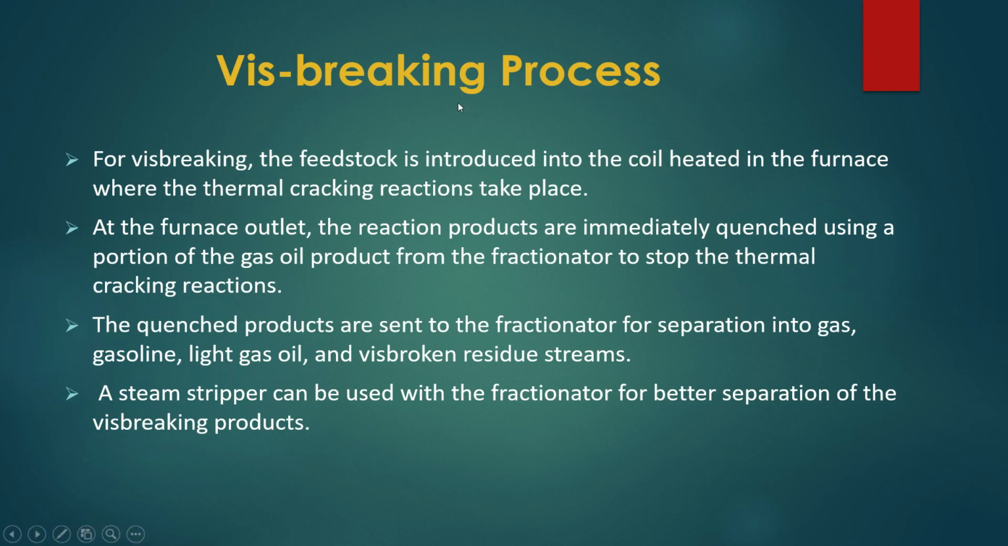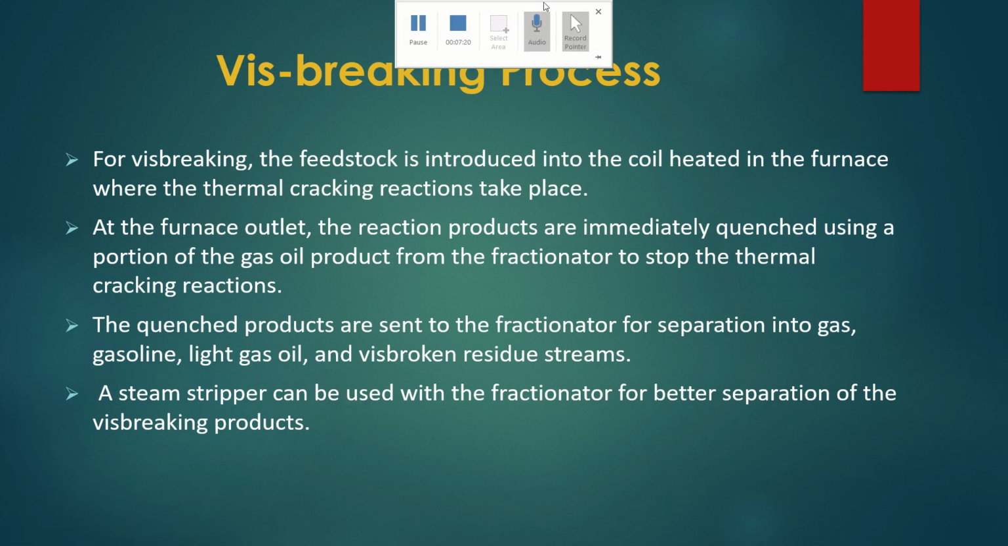So further on the visbreaking process, the feedstock is introduced into the coil heated in the furnace where thermal cracking reactions take place. At the furnace outlet, the reaction products are immediately quenched using a portion of gas oil product from the fractionator to stop the thermal cracking reactions. The quenched products are sent to the fractionator for separation into gas, gasoline, light gas oil, and visbroken residue streams. A steam stripper can be used with a fractionator for better separation of visbreaking products.